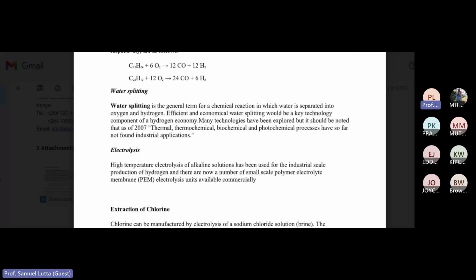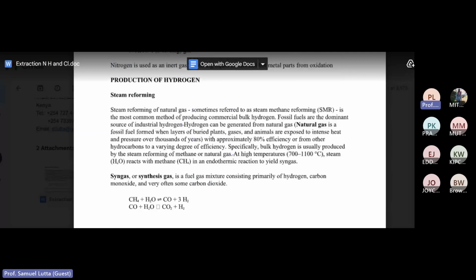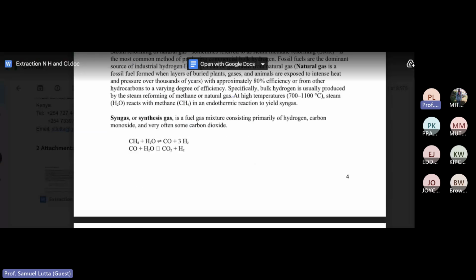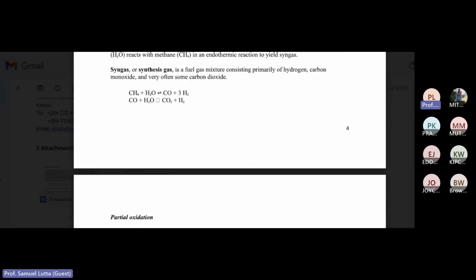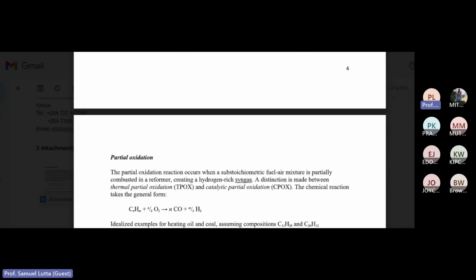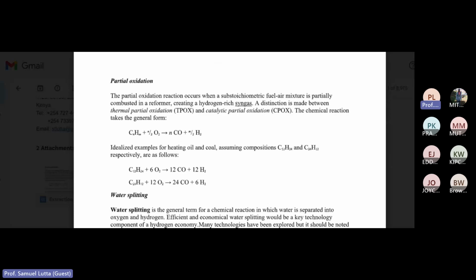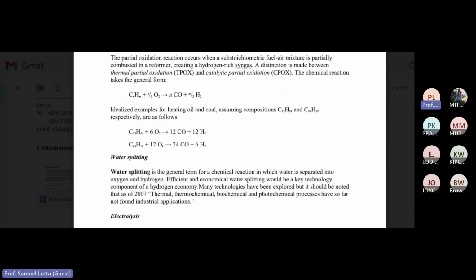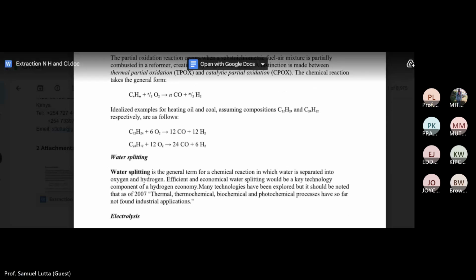You can split water. Splitting of water just means breaking it to form hydrogen and oxygen, but it's a very expensive process. So I just wanted to rush through those processes. Production of hydrogen, we can do it by steam reforming, where we react hydrocarbon with water to form carbon monoxide plus hydrogen. You can do partial oxidation, or sometimes you can do what we call water splitting, where you split water to form hydrogen and oxygen. I may wish to stop there for now, so that we give ourselves time to digest that.